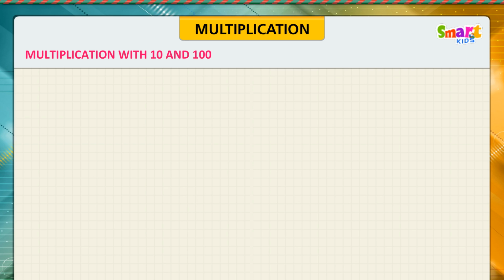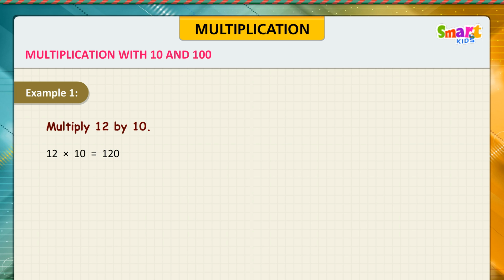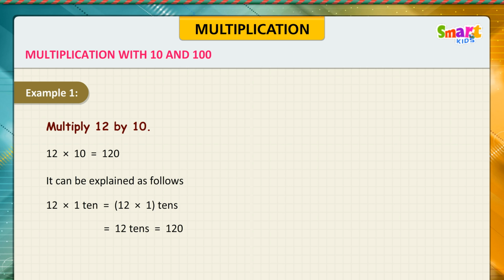Multiplication with 10 and 100. Let us learn the multiplication with 10 and 100. Example 1. Multiply 12 by 10. 12 into 10 is equal to 120. It can be explained as follows. 12 into 10 is equal to 12 into 1 ten is equal to 12 tens is equal to 120.